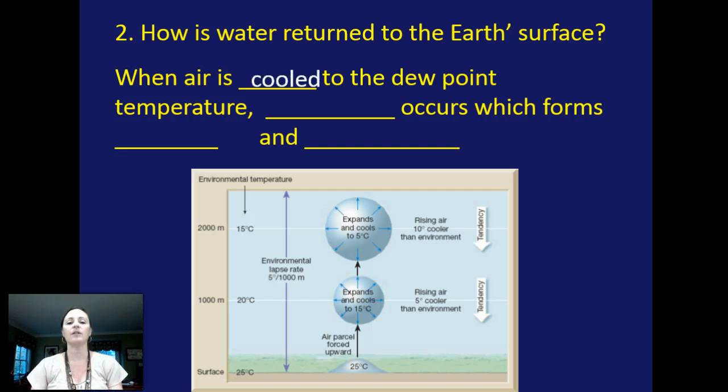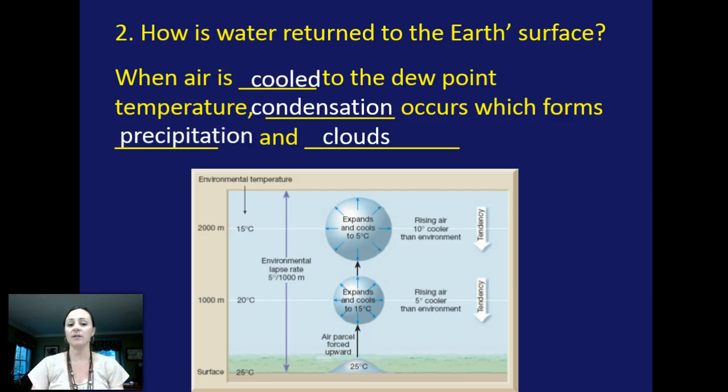Now, how is the water returned to the earth from the air? And that's when air is cooled to the dew point temperature, condensation will occur. And that's going to take the water vapor and turn it back into a liquid droplet in the air. And that's going to form precipitation in clouds.